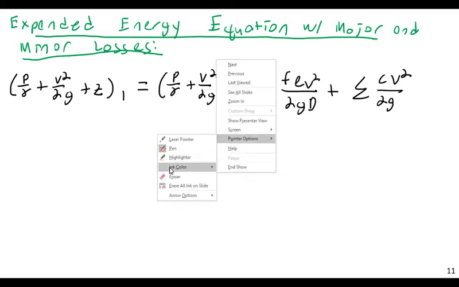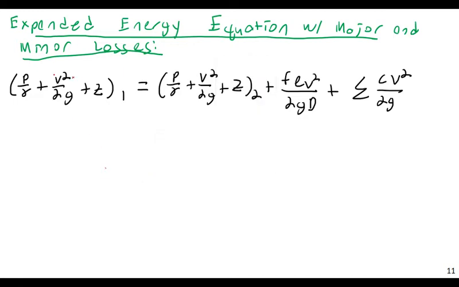And as a reminder, let me label these. These are both fairly straightforward, our standard Bernoulli terms, but this is going to be our major losses, and this will be our minor losses.